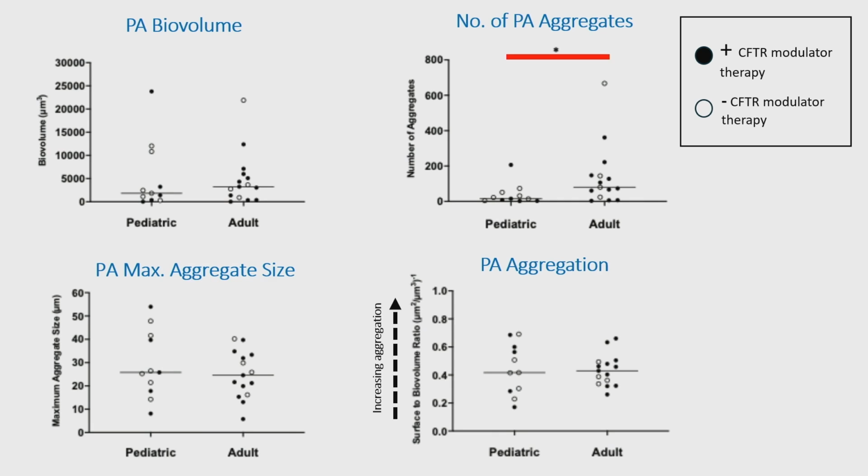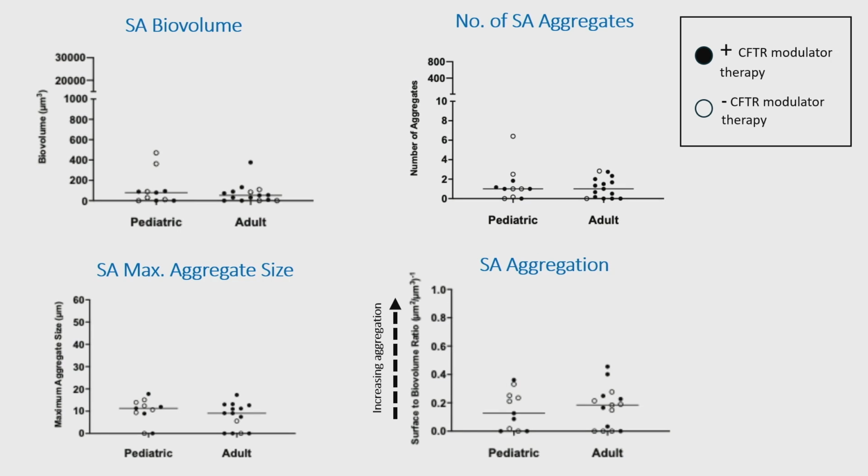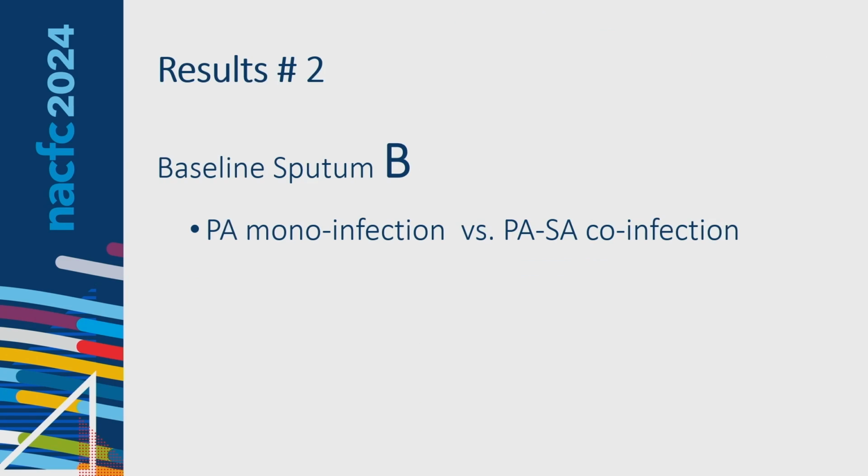And for this case, the number of aggregates seemed to be greater in the adult patients compared to the pediatric, which was as expected. Now, in terms of staph biovolume, aggregate number and size and aggregation, it didn't matter whether they're on modulator therapy or not. We didn't see any difference, nor whether they were adult or a pediatric patient. So it didn't seem to have any effect on our results in terms of staph parameters.